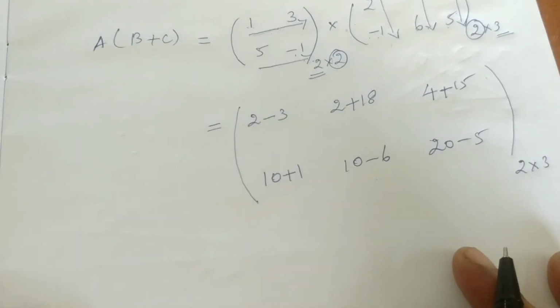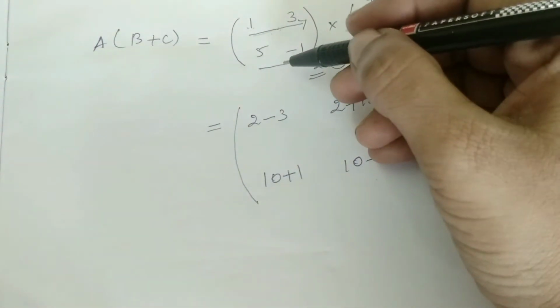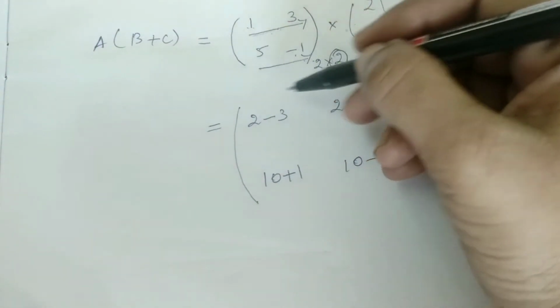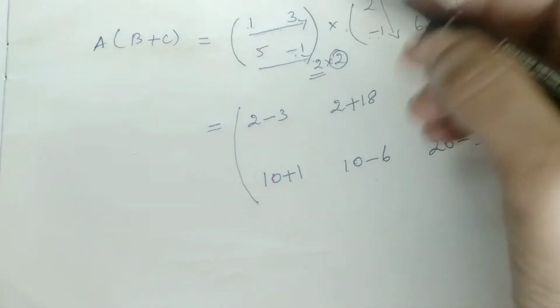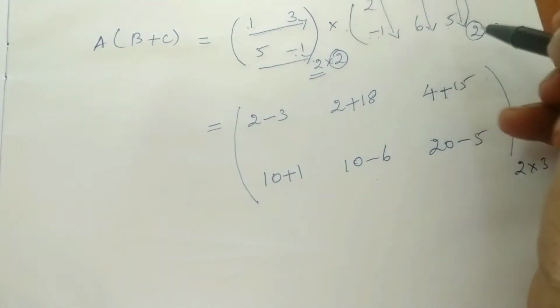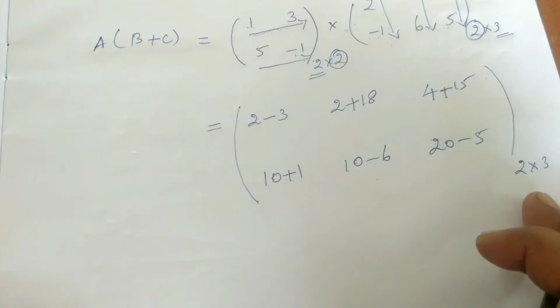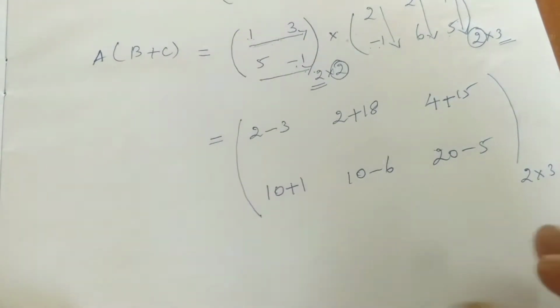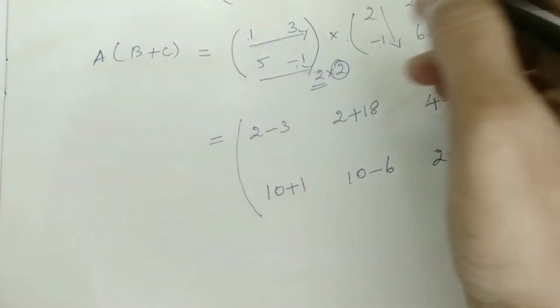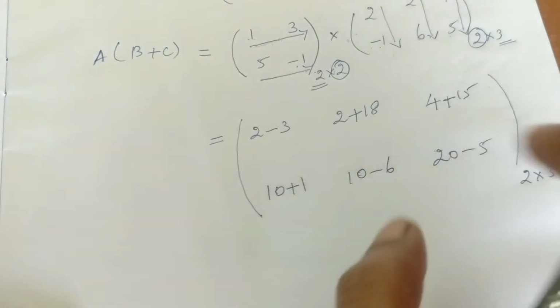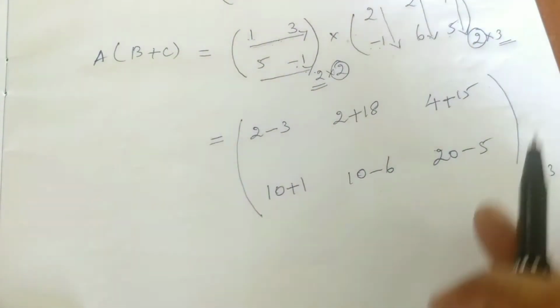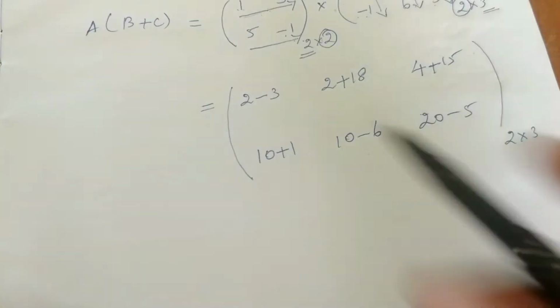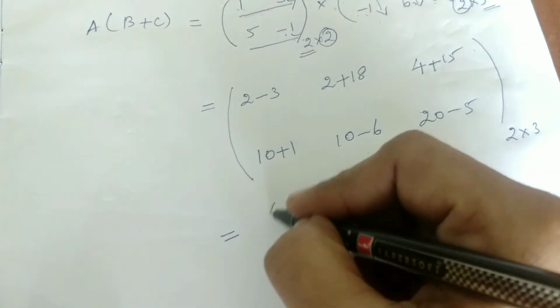That's all. If you have one more row in this first matrix, you have to multiply that row by each and every column of the second matrix. Understood? So now we are having just 2 rows. Therefore, in our product matrix, we are also having 2 rows. Okay, understood clearly? Now we are going to simplify this matrix.